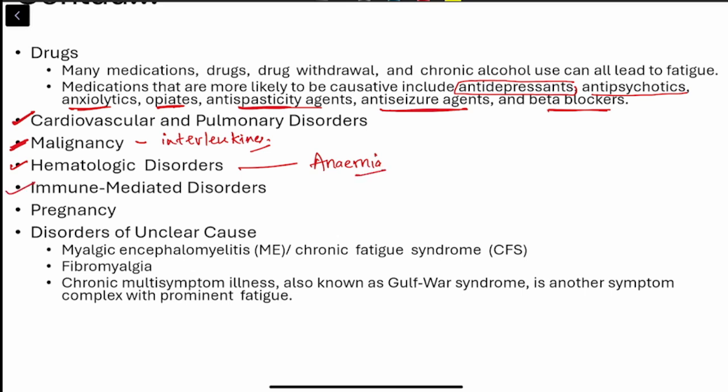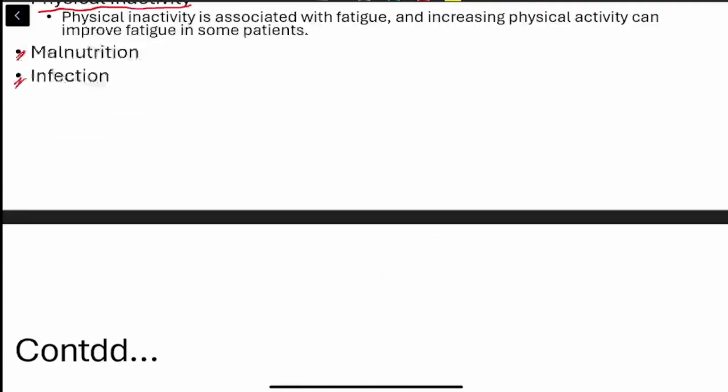Immune mediated disorders like RA, SLE, pregnancy can cause fatigue. Disorders of unclear cause like myalgic encephalomyelitis or chronic fatigue syndrome, fibromyalgia, multisystem illness like Gulf War syndrome is another symptom complex with prominent fatigue. So these are all the causes of fatigue. Let us revise them once again.